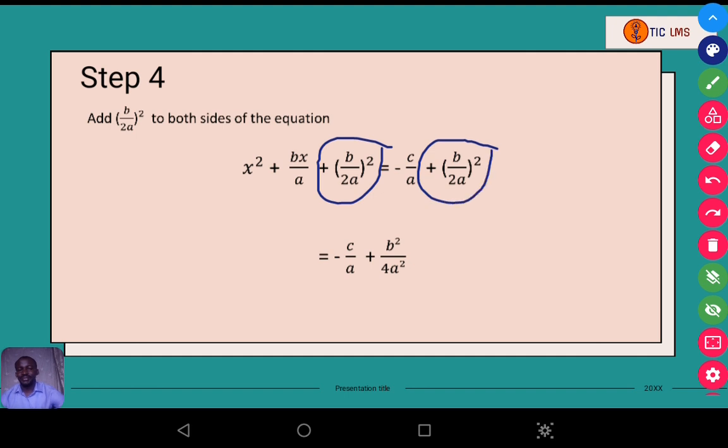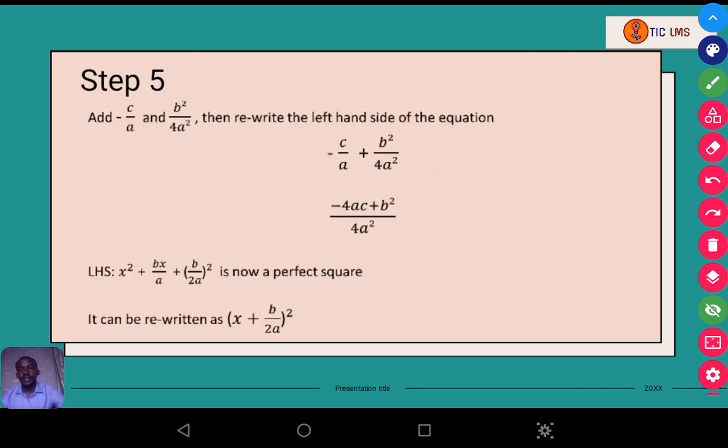Now this is just the completing the square method. We are using the completing the square method to transform a quadratic equation into the quadratic formula. So we add it to both sides. Now I want you to see that what we only did here was to square. That is, b multiplied by b gives us b squared, then 2a multiplied by 2a would give 4a squared. Now step 5, it says add negative c over a and b squared over 4a squared.